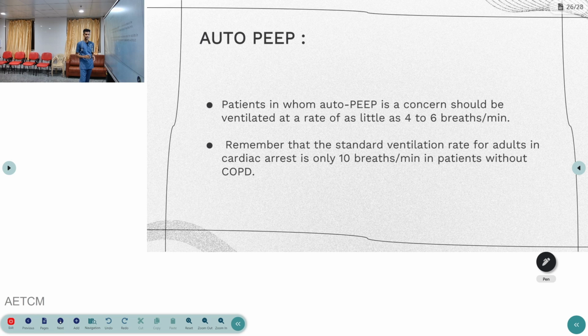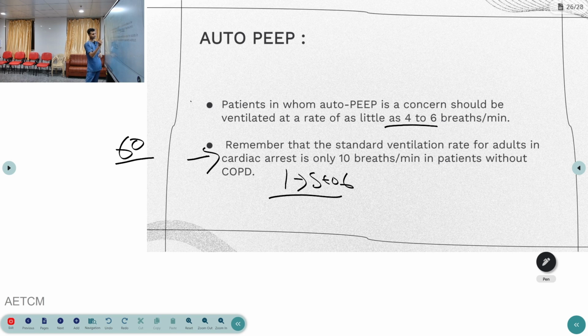So how can we safely ventilate the person? Normally based on the ACLS protocol, if the person goes into cardiac arrest, it is one breath every 5 to 6 seconds. That is the normal protocol in ACLS. But in COPD cases, we have to give 4 to 6 breaths per minute. If you calculate, we take 6 breaths per minute, so one breath every 10 seconds. So likewise you have to give.